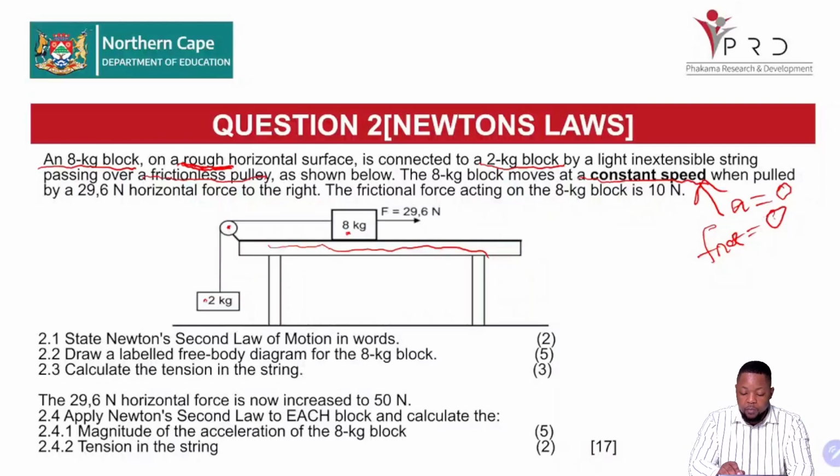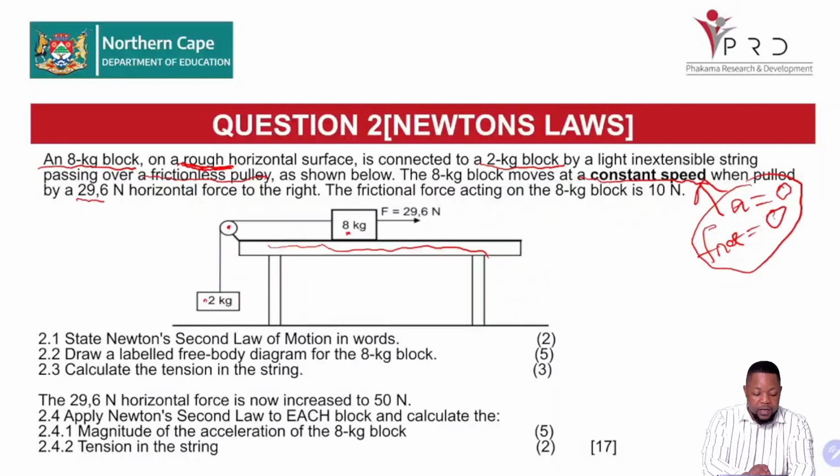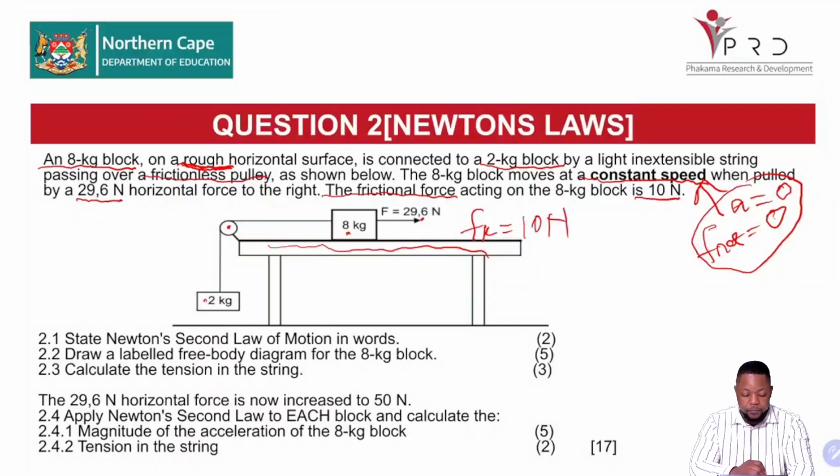So the 8 kg block moves at a constant velocity. That's what we know about the constant velocity. When pulled by a 29.6 Newton horizontal force, we must be able to see that 29.6 Newton horizontal force to the right. We are told the frictional force acting on the 8 kg block is 10 newtons. We are very fortunate. The frictional force is given. Our Fk, we are told, is 10 newtons.